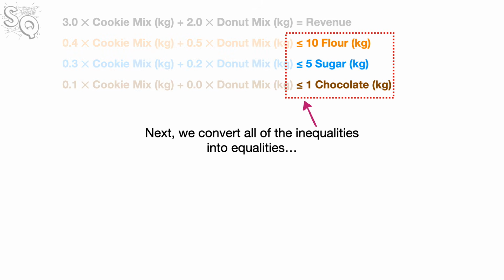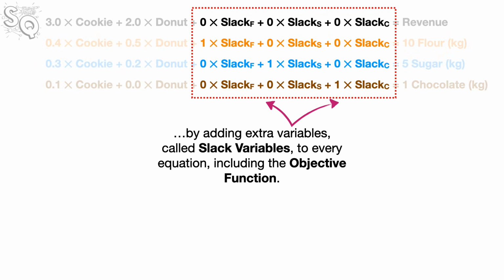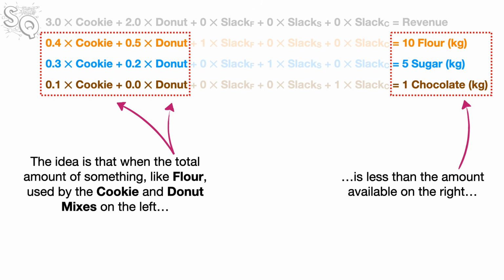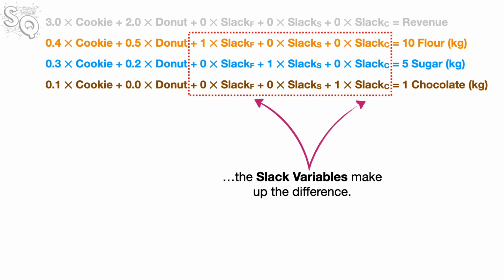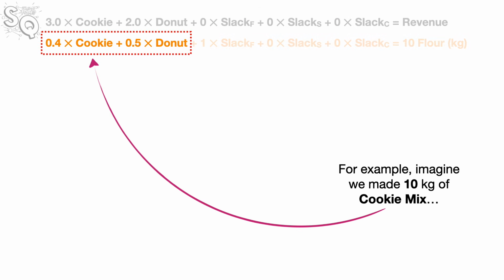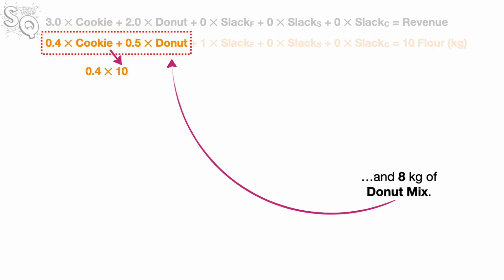Next, we convert all of the inequalities into equalities by adding extra variables, called slack variables, to every equation, including the objective function. The idea is that when the total amount of something, like flour, used by the cookie and donut mixes on the left is less than the amount available on the right, the slack variables make up the difference. For example, imagine we made 10 kilograms of cookie mix and 8 kilograms of donut mix.